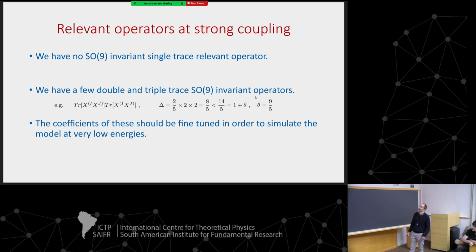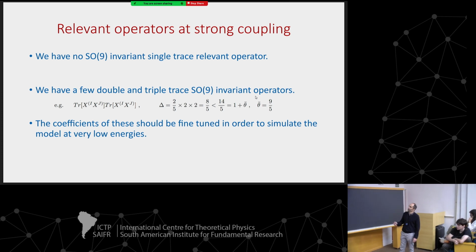This also happens in N=4 super Yang-Mills, for example. So at weak coupling, we had the operator trace phi squared, the so-called Konishi operator. So that's relevant at weak coupling, but at strong coupling, it's not relevant. It's irrelevant. Now, in this theory, we could also have some SO(9) singlets, like double trace operators.